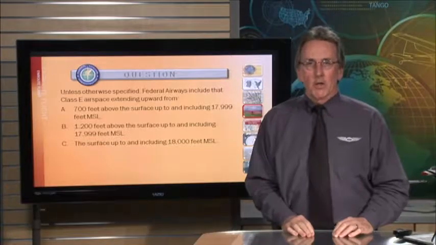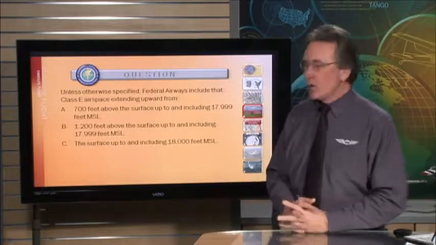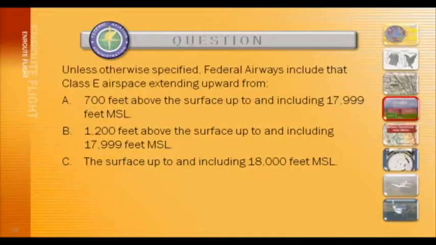Okay, that's the discussion of Class E airspace. Let's take an FAA question to test your knowledge. Unless otherwise specified, Federal Airways include that Class E airspace extending upward from which of these? A, B, or C?